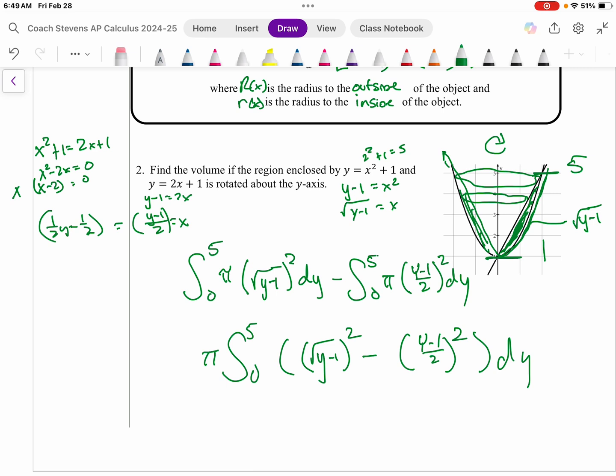On Monday, we'll pick this back up and do the same topic. The only difference is we're going to be revolving around some other axis besides the x-axis or the y-axis, so some other horizontal or vertical line, like we did in yesterday's lesson.